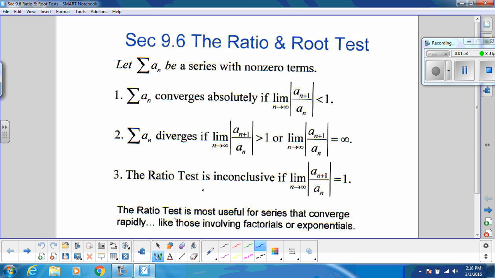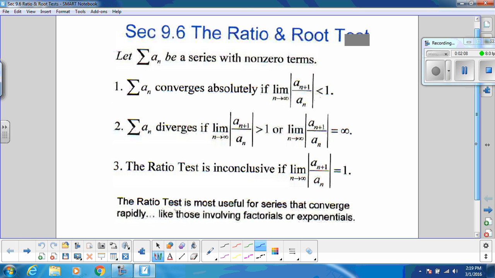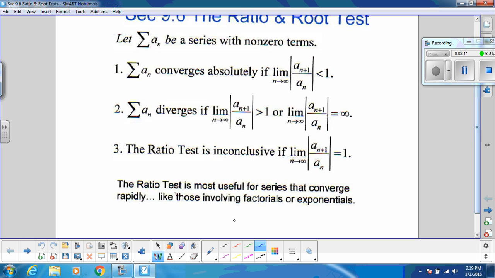Okay, and here's the last part. It's important. If that ratio is equal to 1, then the ratio test is inconclusive. You cannot use it. You need to use something else to see if that series is convergent or divergent. So this test is very, very useful in series that have factorials and exponentials. Okay, so let's look at an example.